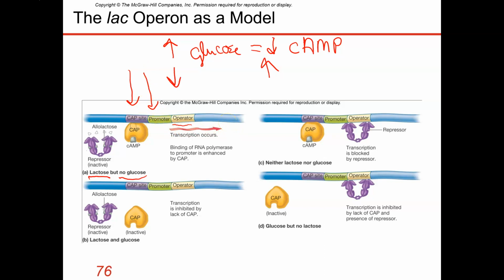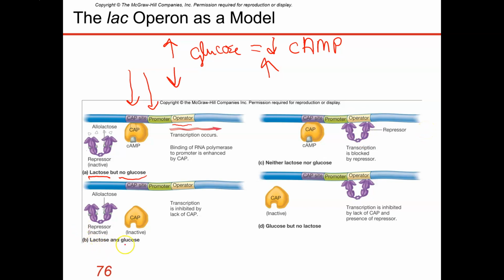Now look at here with no lactose and no glucose. So again, no glucose means you have a lot of cyclic AMP. Cyclic AMP binds to the CAP protein, so CAP binds to the CAP binding site. But there's no lactose, so you don't have that inducer, which means that repressor protein is going to bind to the operator site. So you're not going to produce the transcript.